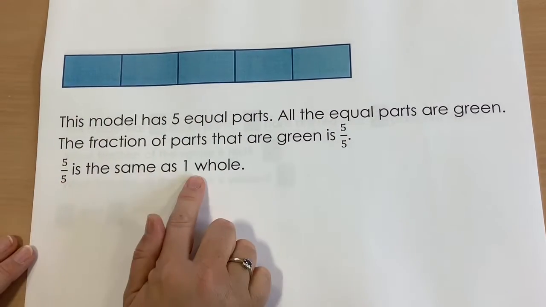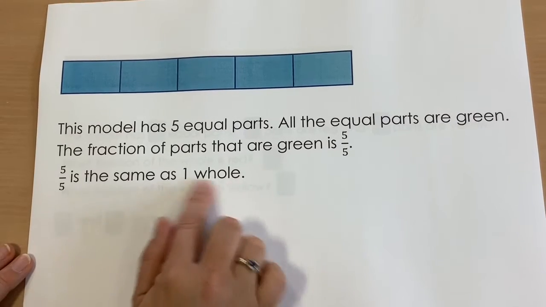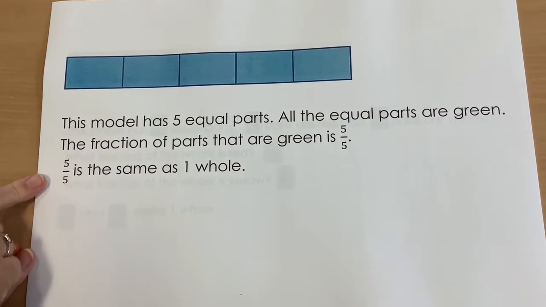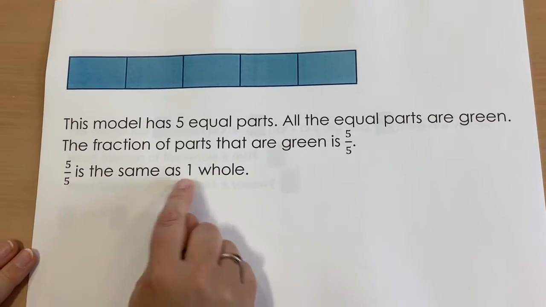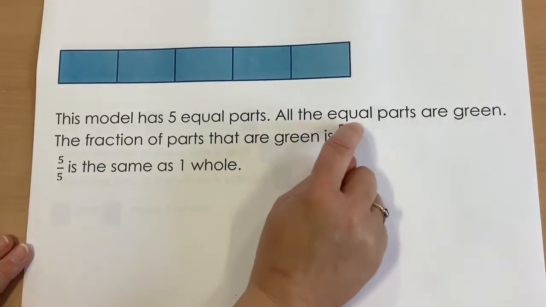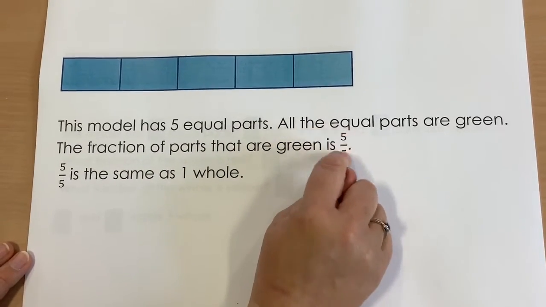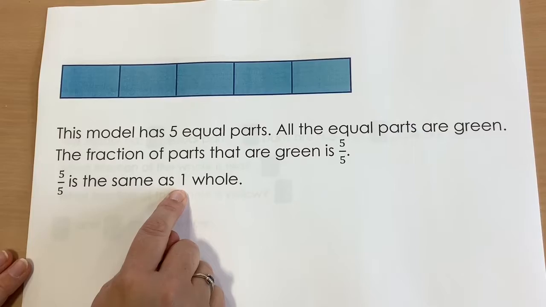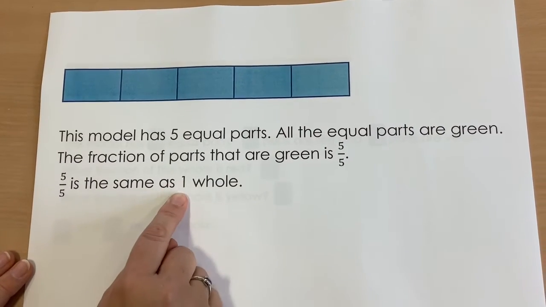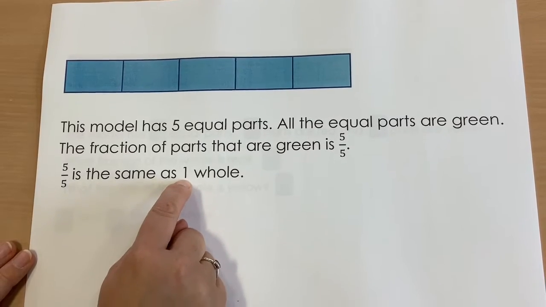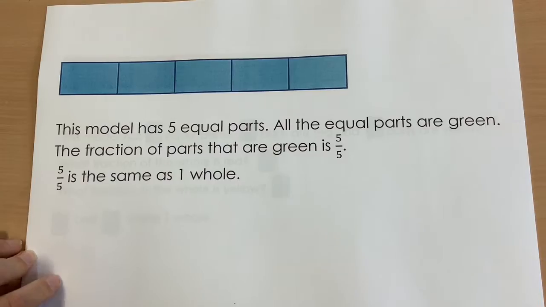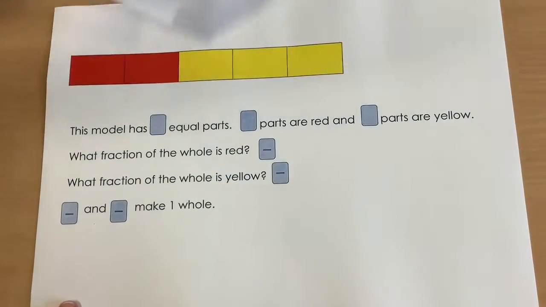So 5/5 is the same as one whole, and it's really important that we remember that when we have the same numerator and the same denominator, we call it one whole, because sometimes you'll see a question which won't ask you to add or subtract a fraction that's written like this. It may say, what is 1 plus something, or 1 take away something? So you need to remember that one whole can also be written as a fraction depending on the number of parts that it's split into.